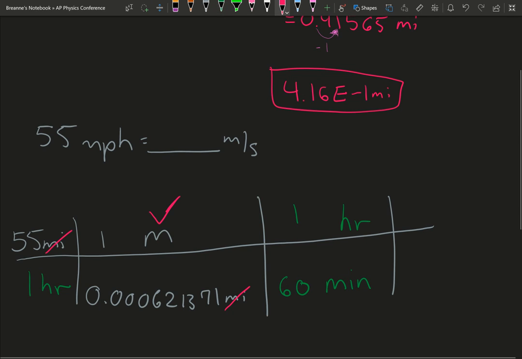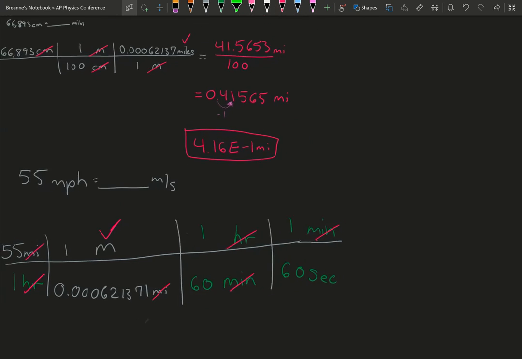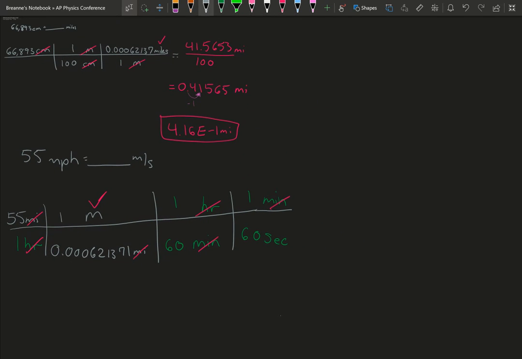And so that causes the hours to cancel, but we don't want minutes, we want seconds. So again, minutes has got to go on top, and we want seconds. So for 1 minute is 60 seconds. Yes, you can go ahead and do that in one big swoop, and you don't have to break it down into 2 times if you don't want to, but that's just how my brain works, so that's what I do.